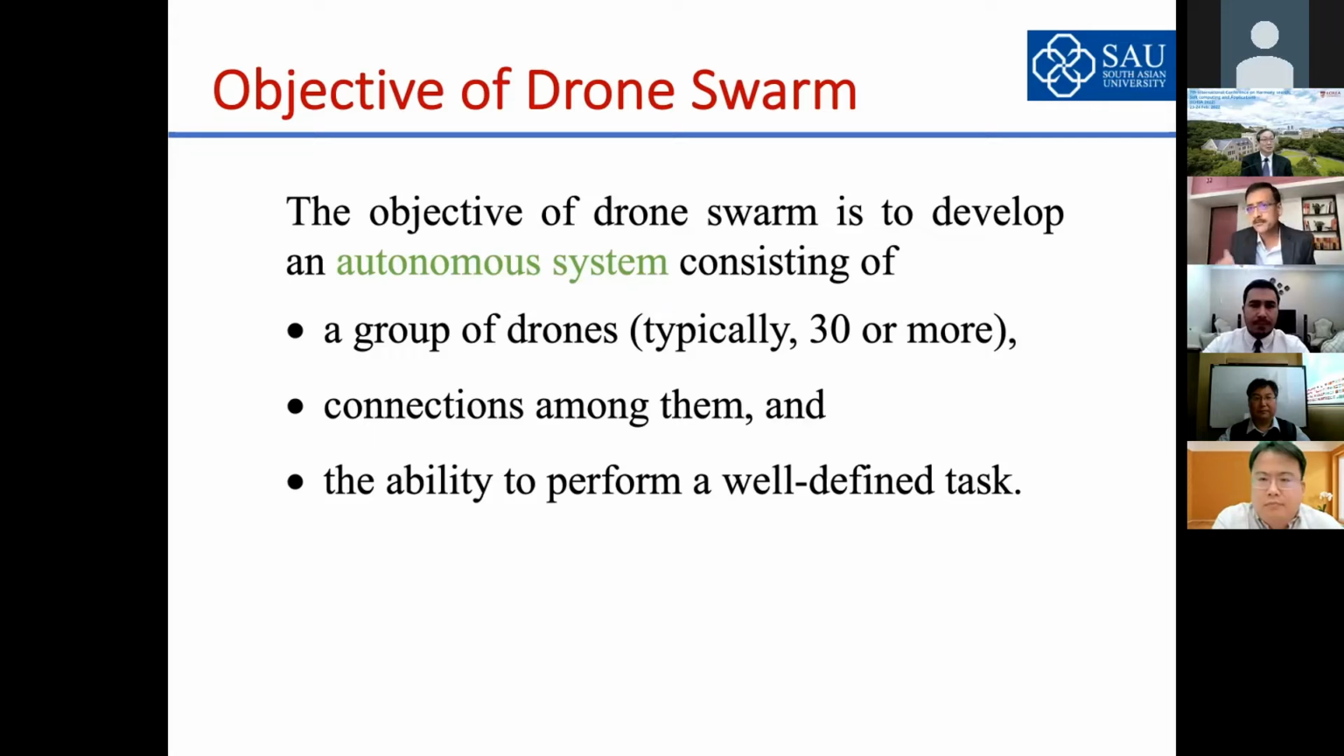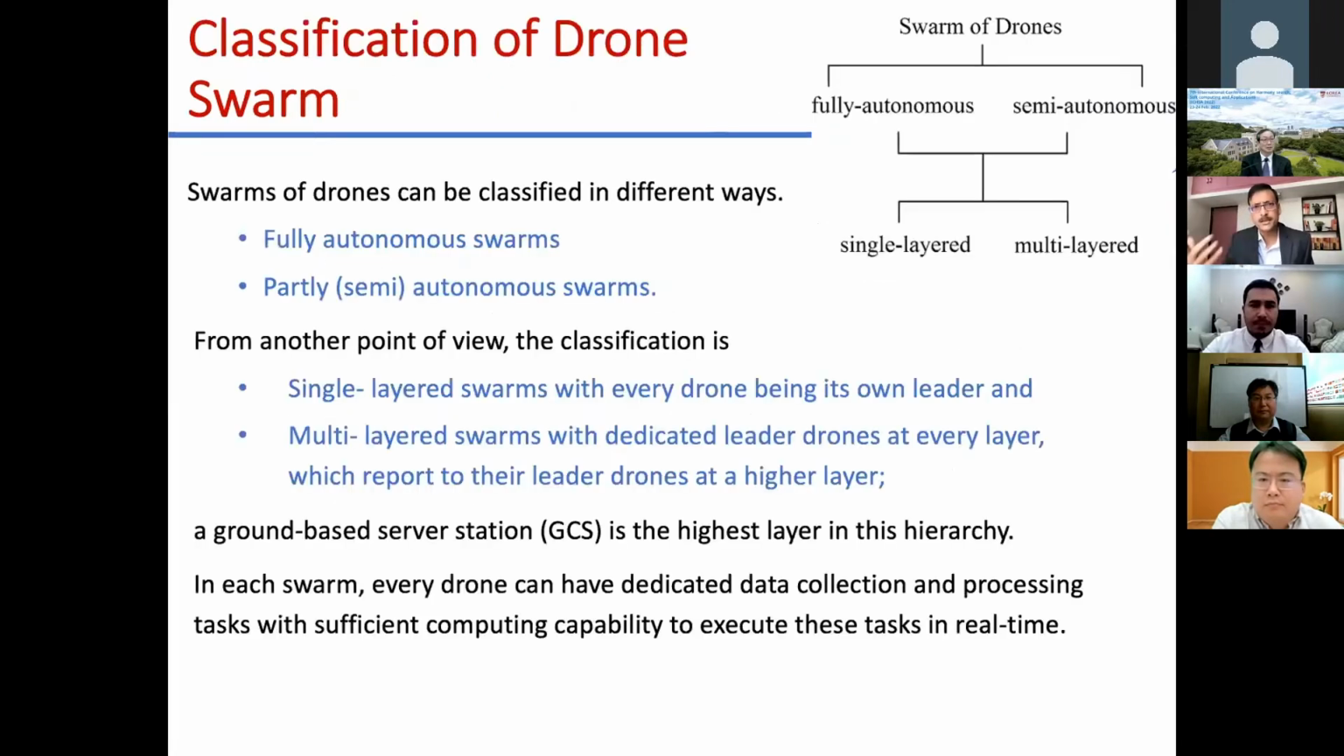Classification of drone swarm is actually based on the master-slave concept. So we say that it is the single layered drone swarm and the multi-layered drone swarm. Single layered means when all the drones are of the same configuration, all are at the same level, everybody is informing everybody. Multi-layered is when there are some slave drones and there's a master drone.